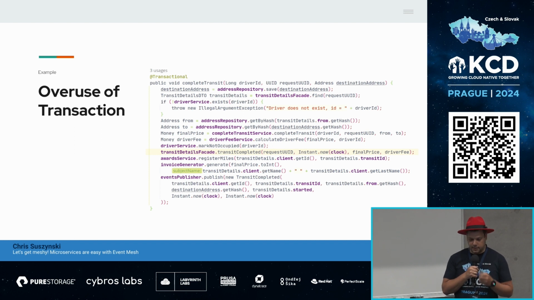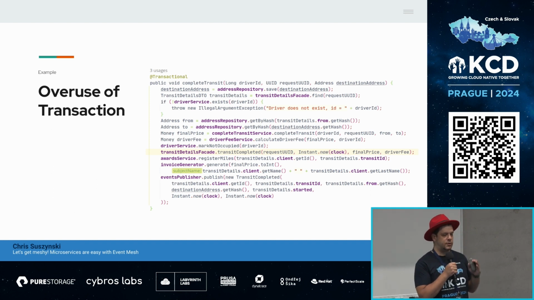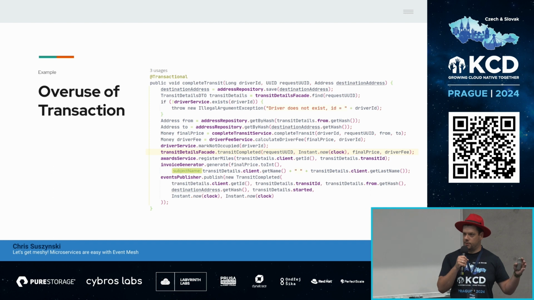And let's see this example. I hope it's kind of visible on the screen. So this is a real application that I took from my colleague. It's written in Java. And this is an actual application that is doing the cabs, like an Uber-style application, right? So we have here a complete transit method.